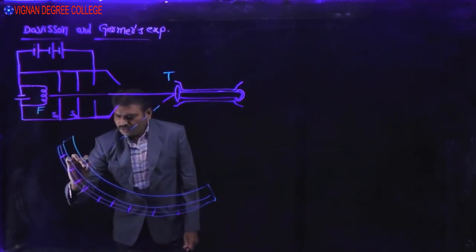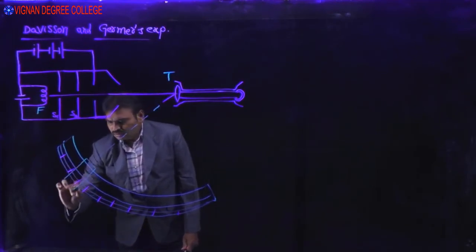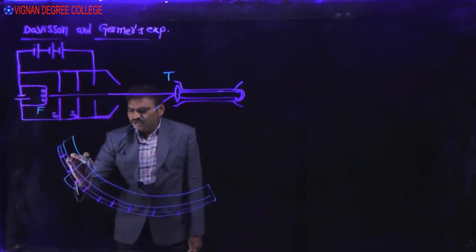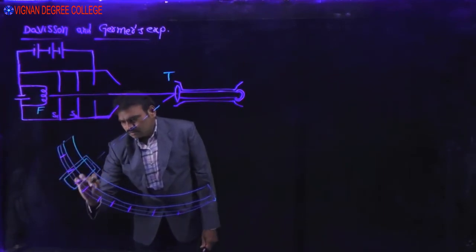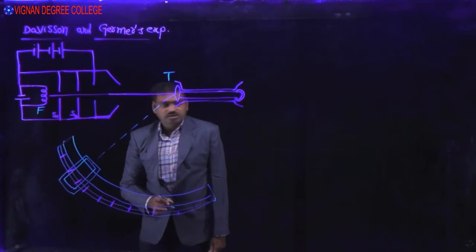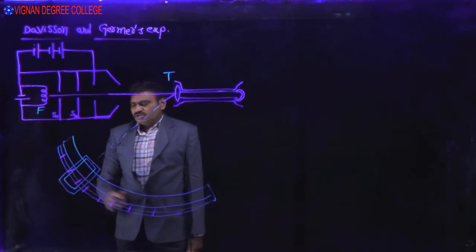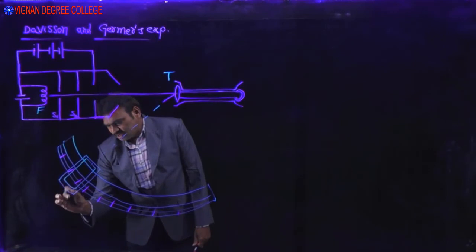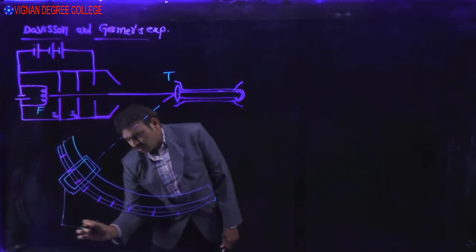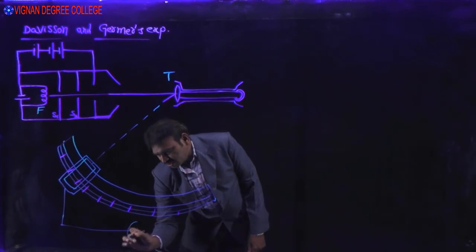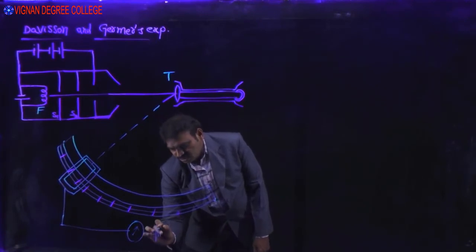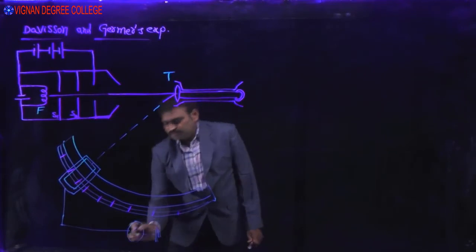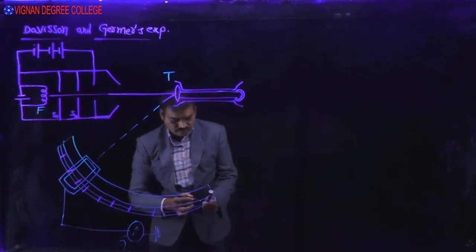Here a Faraday cylinder is placed. The Faraday cylinder consists of two walls which are insulated from each other. This Faraday cylinder is connected to the galvanometer. The galvanometer measures the intensity of diffracted electrons. This is the galvanometer.